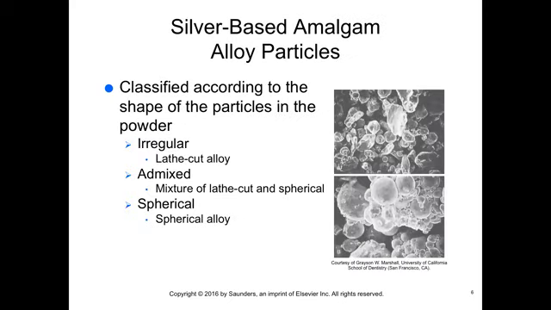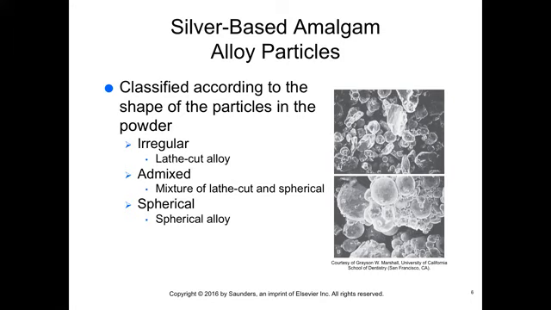Each of these particle shapes contributes certain handling characteristics to the amalgam. Irregularly shaped particles are formed by shaving fine particles of an ingot of the alloy with a lathe. The particles are sifted to separate them into fine or ultrafine particles. Spherical particles are produced by spraying or atomizing a mist of molten alloy into an inert gas. Spherical particles are formed as the atomized droplets cool. Admixed particles consist of a mixture of lathe-cut and spherical particles.